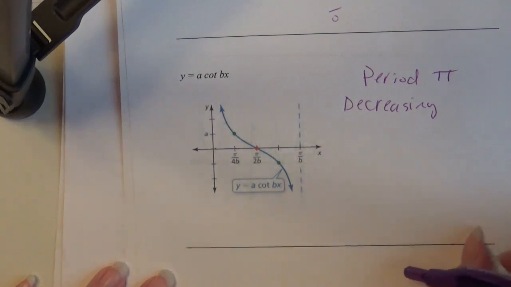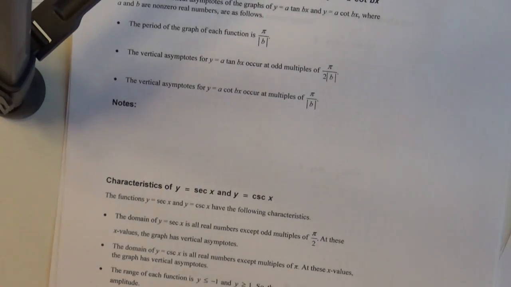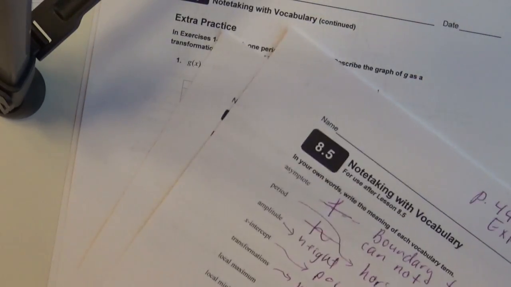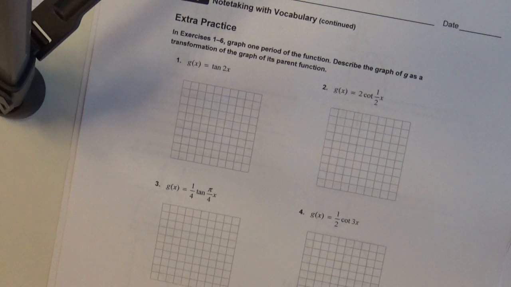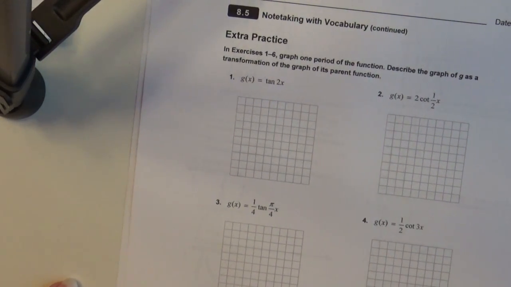And then, let's try an example. So you've got all these definitions that I've provided you with. We're going to look at an example. Let's look at number 1 on extra practice. g of x equals tan 2x. So a couple of things I need before I can do this. I need to determine my amplitude and the period.